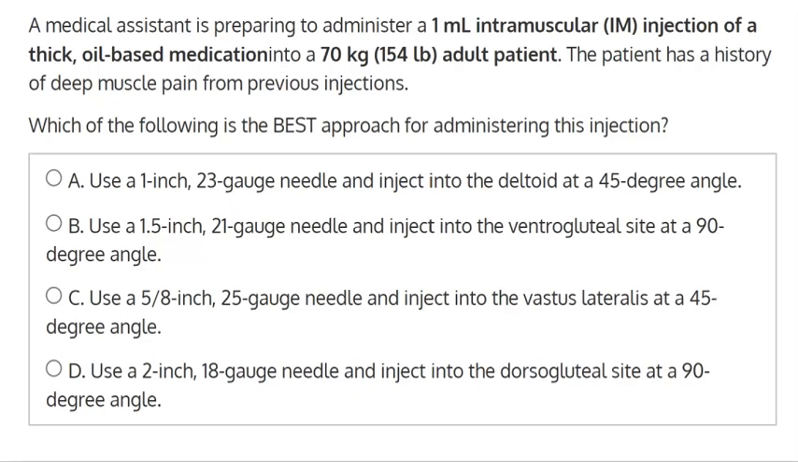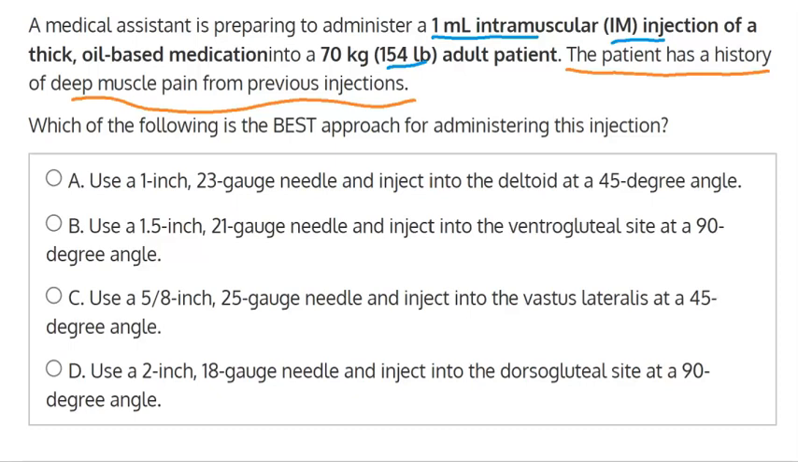A medical assistant is preparing to administer a 1 ml intramuscular or IM injection of a thick oil-based medication into a 70 kilogram or 154 pound adult patient. And the question also states that the patient has a history of deep muscle pain from previous injections. Which of the following is the best approach for administering this injection?